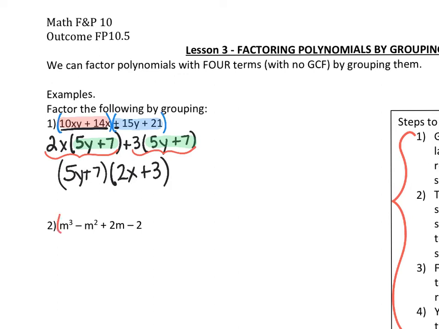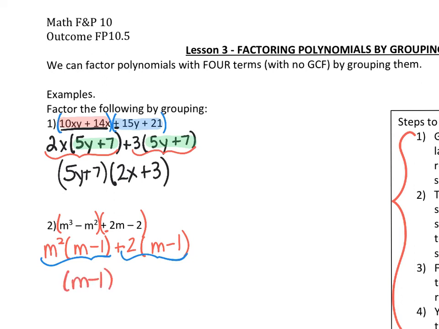So we're going to group the first two, group the second two. Looking at the first two terms, there's no number that can come out, but I can take an m squared. And when I do that, I will have m minus 1. In the second group, I'm going to take a positive 2 because we always take the sign of that first group. That'll leave me with m minus 1. If I have these two groups, the common factor in those groups is m minus 1. And if that's gone from both of those groups, I'm left with m squared plus 2. So there's my two binomials.